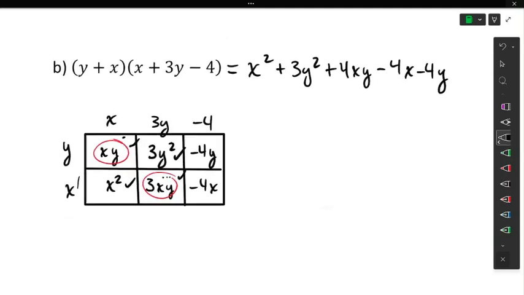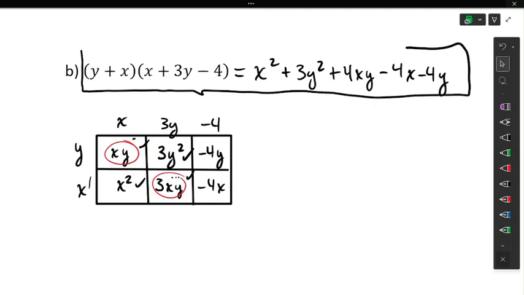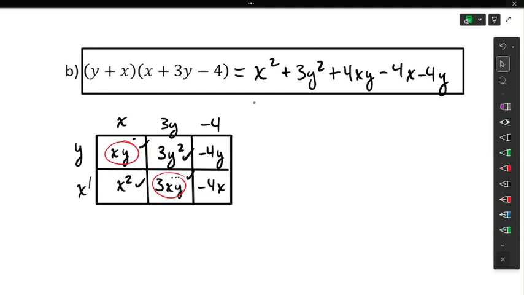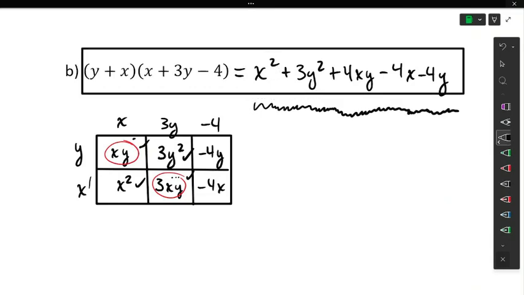So when I multiply x plus y times x plus 3y minus 4 together, right, what do I get? I get the following. I get x squared plus 3y squared plus 4xy minus 4x minus 4y.